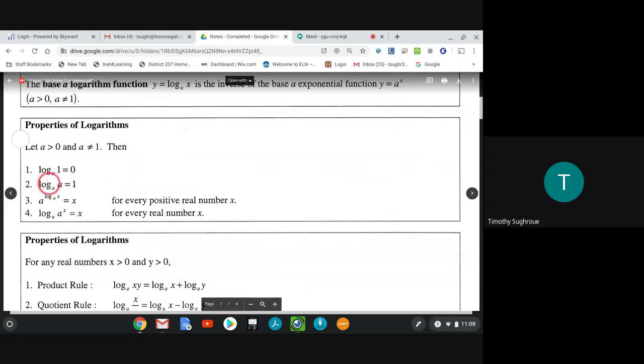Now think of this one. Log base a of a equals 1. Don't memorize it. Think about it. If the base is a, what does the exponent have to be to produce a? The exponent has to be 1.